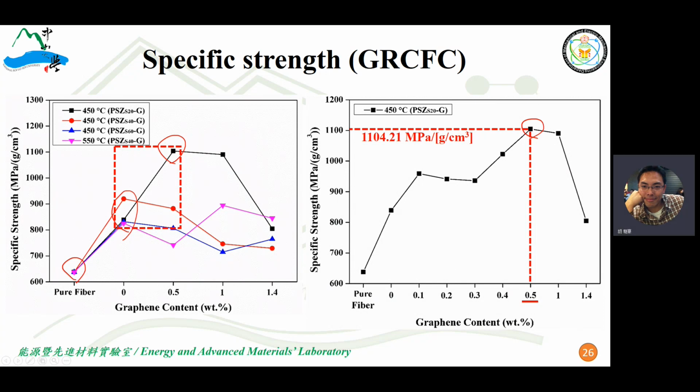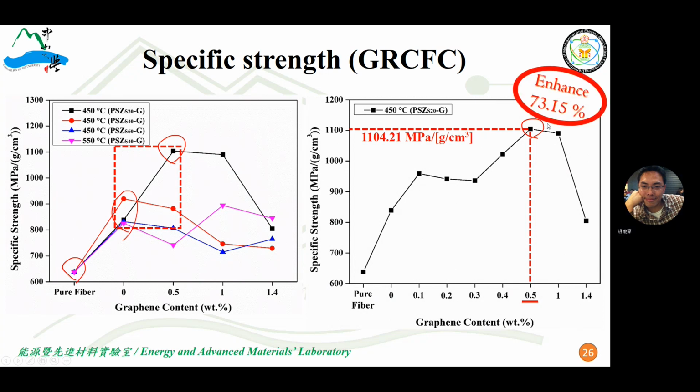And what's the highest tensile stress with graphene content? 0.3, right? In the previous slide, I showed you that where the graphene content is about 0.3 weight%, its tensile stress is the highest. And this enhancement of specific strength is about 73% by graphene content.